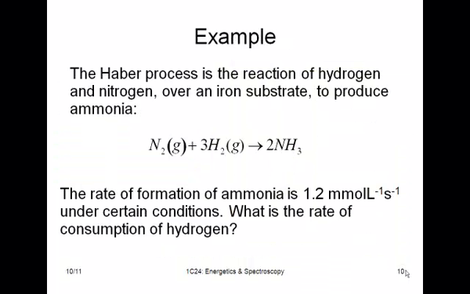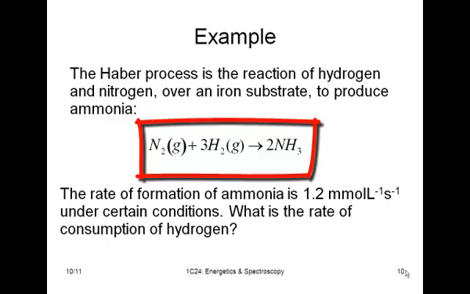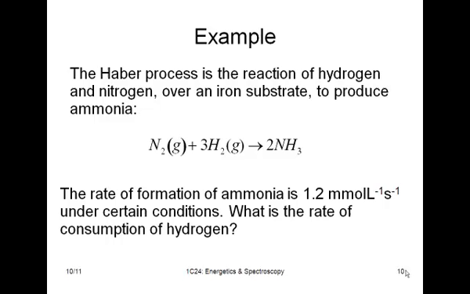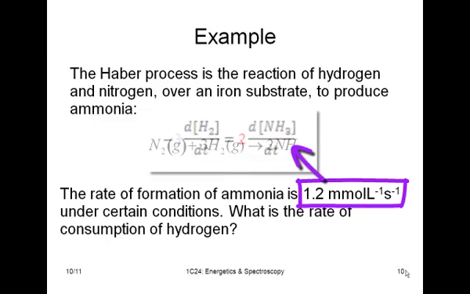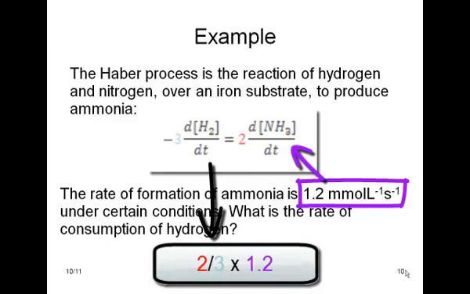So here's an example where we have the Haber process. It's the reaction of hydrogen and nitrogen over an iron substrate to produce ammonia. And this is the chemical reaction, which is N2 in the gas phase plus 3H2 in the gas phase gives 2NH3. So if we're measuring the rate of formation of ammonia, then we can also determine the various other constituents just based on the mole ratios. So if the rate of formation of ammonia is 1.2 millimolar per litre per second, the rate of consumption of hydrogen is just going to be 2/3 times 1.2.